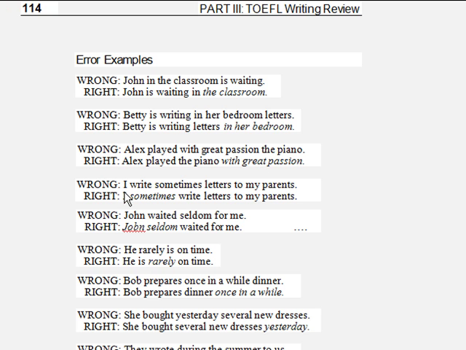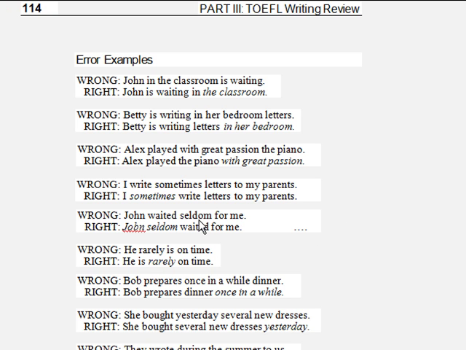Okay, then we go to the next one. I write sometimes letters to my parents. Okay, so we know this is wrong, right? So here's a situation where we have the adverb before the verb, which is a single verb. I sometimes write letters to my parents.